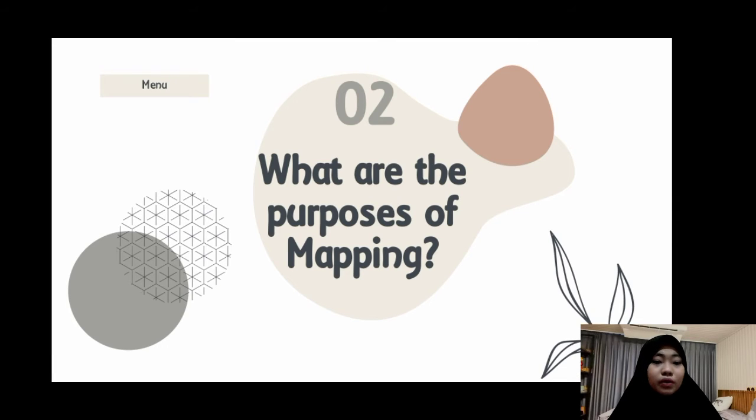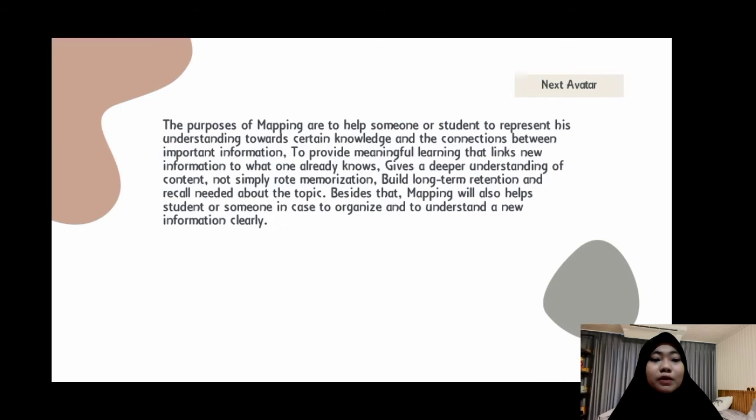Next, what are the purposes of mapping? The purposes of mapping are to help someone or a student to represent his understanding towards certain knowledge and the connection with important information. It is also to prove meaningful learning that links new information to what one already knew. It also gives a deeper understanding of content, not simply rote memorization. It can also build long-term retention and recall needed about the topic. Besides that, mapping will also help students or someone to organize and understand new information clearly.